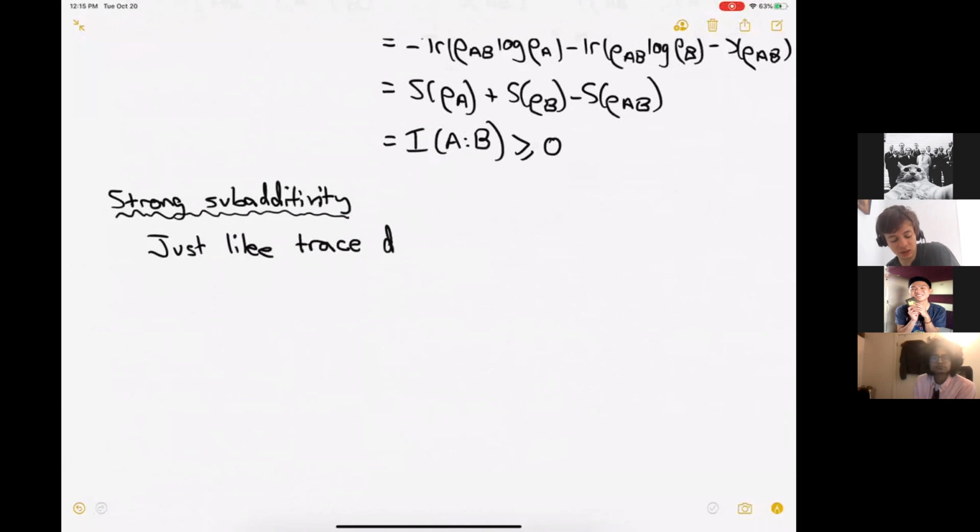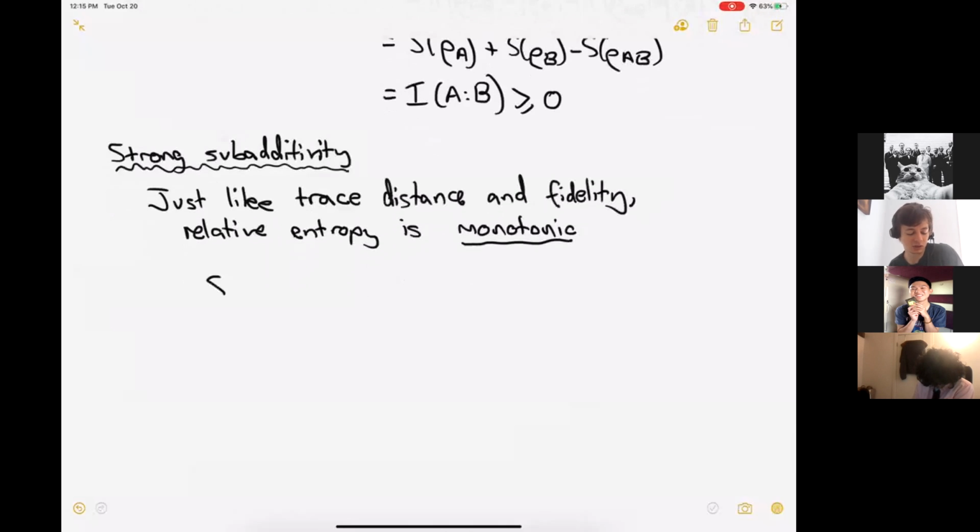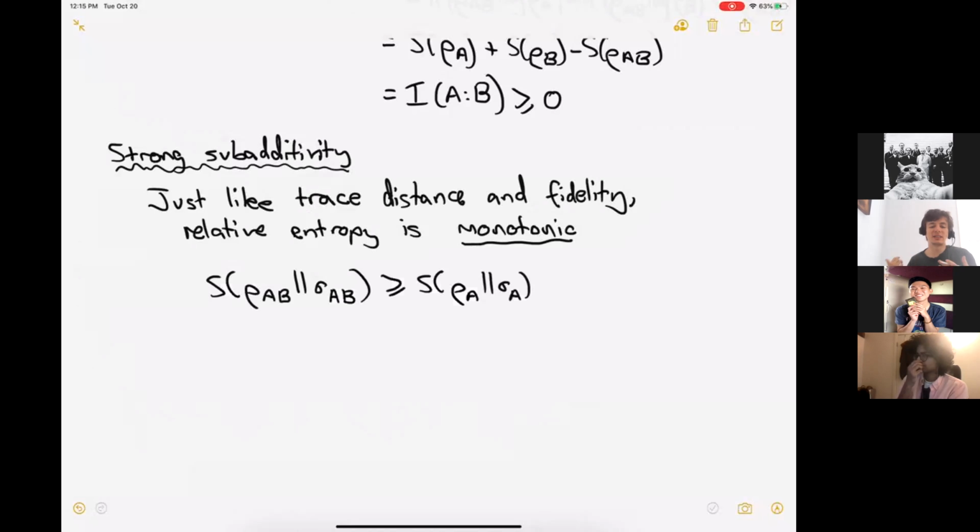Okay, so just like the trace distance and the fidelity, the relative entropy is monotonic. So if I have S of rho AB relative to sigma AB, then that is always greater than or equal to the relative entropy between rho A and sigma A. Rho A and sigma A can never be more distinguishable, can never be more different in the sense of having higher relative entropy, than rho AB and sigma AB did.